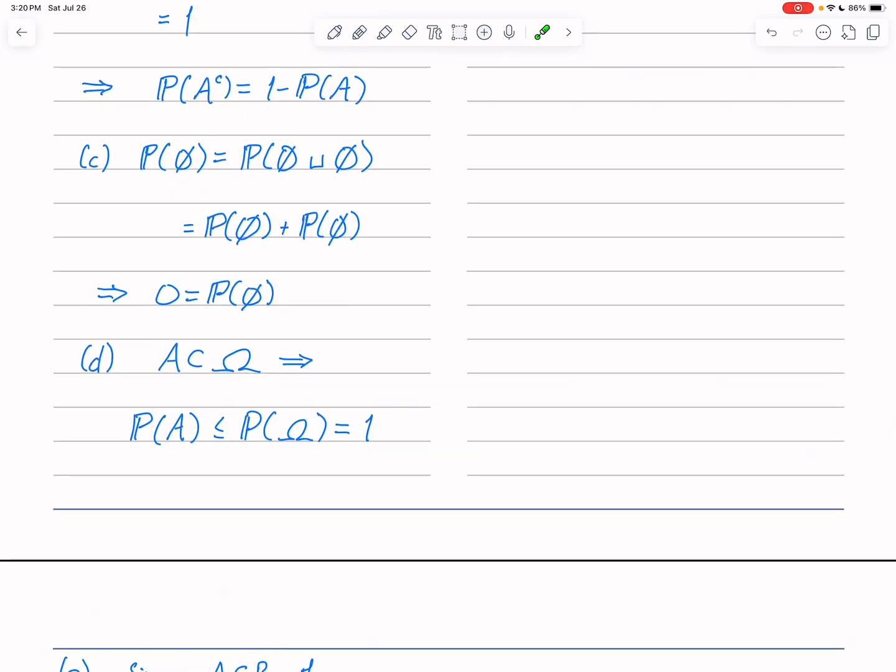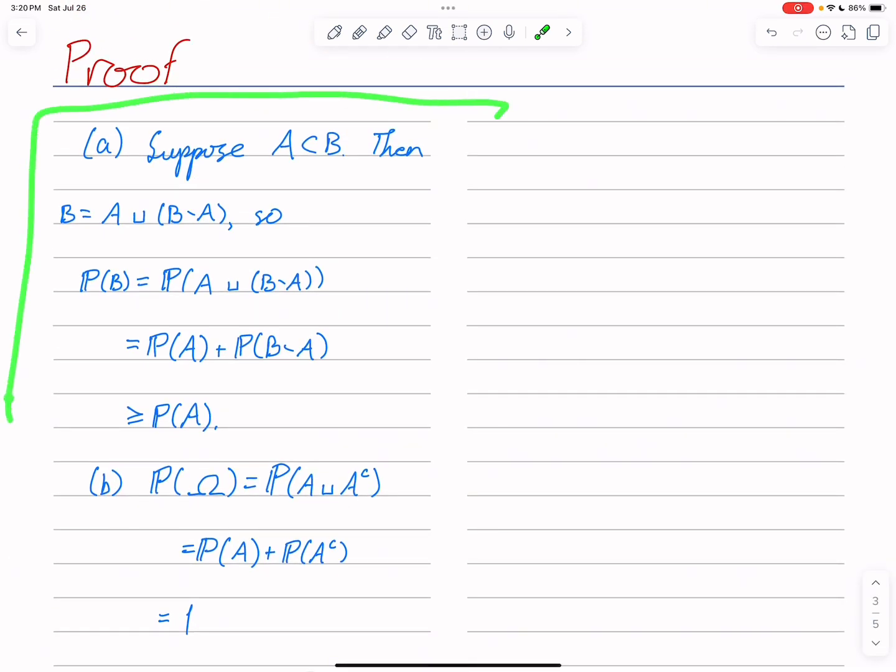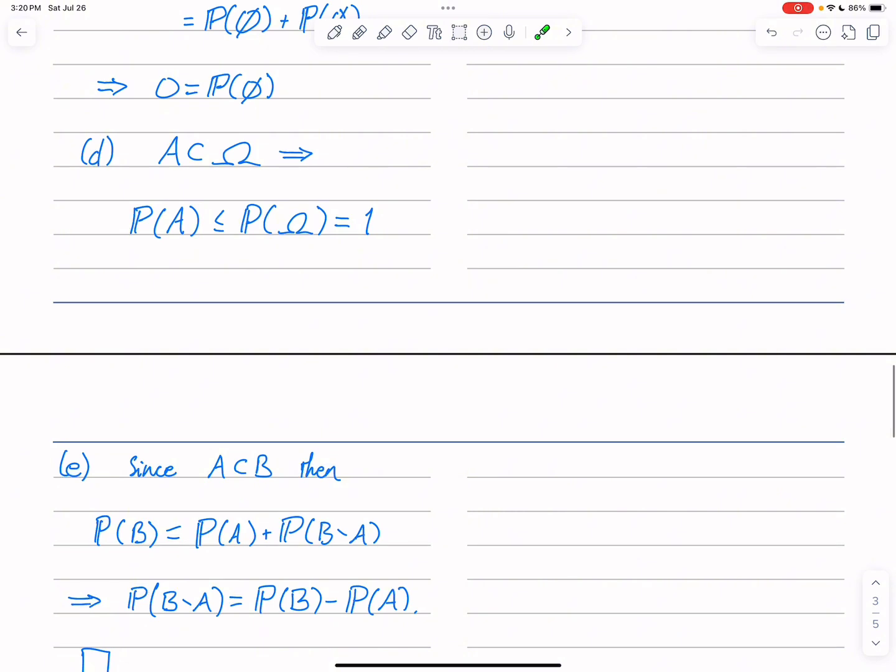So if A is any event and we want to prove that its probability is less than or equal to 1, well, it is just immediate from part A. We already proved in part A this subset thing. And so, well, we've got A is a subset of omega. Any event is a subset of omega.